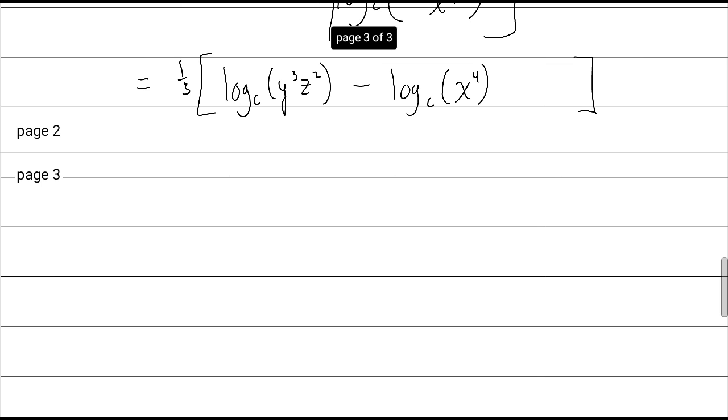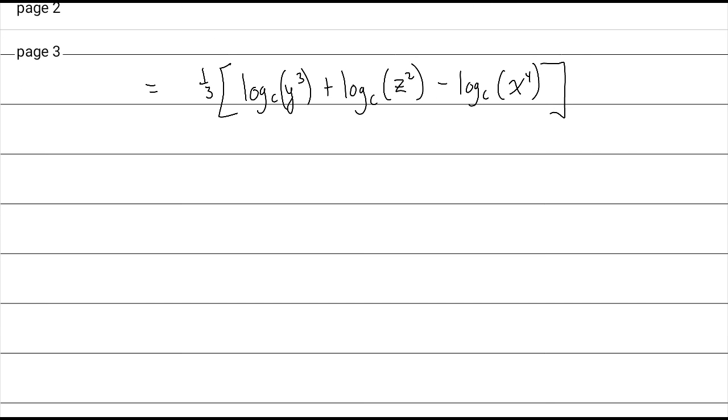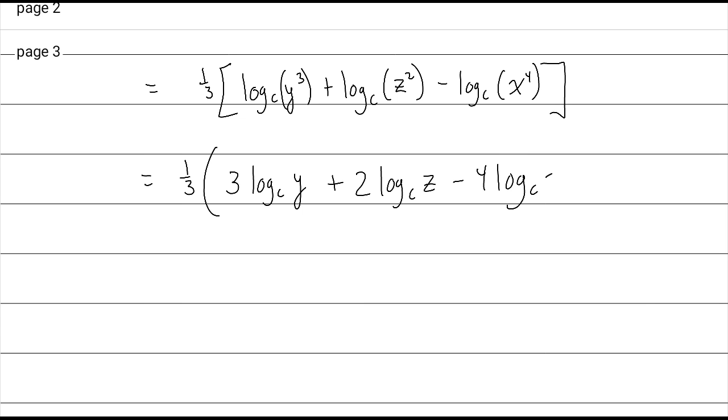I'm going to scooch on down to the next page here. 1/3 times, I see I have multiplication here, or product, so I can write that part as a sum. Okay, now all that's left to do is take care of, well, maybe not all that's left to do. One of the next things that I can do is take care of those exponents by bringing them each down to the front. So this will become 1/3 times 3 log c y plus 2 log c z minus 4 log c x.